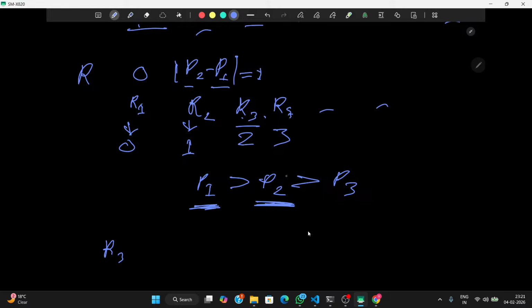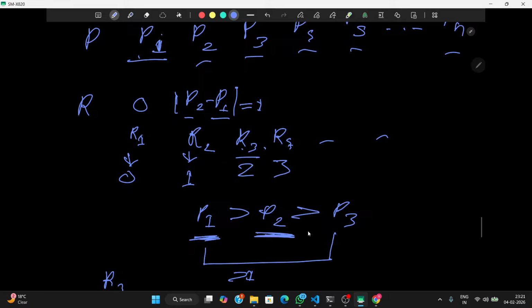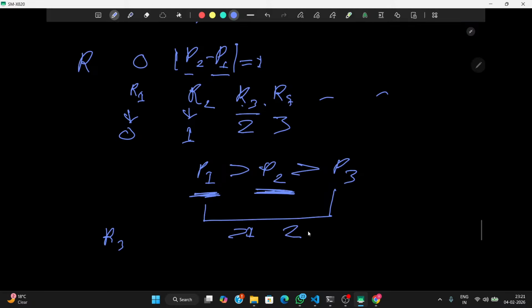Now, if we say that P3 is less than P2, then again R3 will become the difference between P1 and P3, which will again be greater than 1. And for the maximum possible max, we will want it to be 2, right? This difference was 1, this difference is 2, so P3 will also be at a difference of 1 from P2.